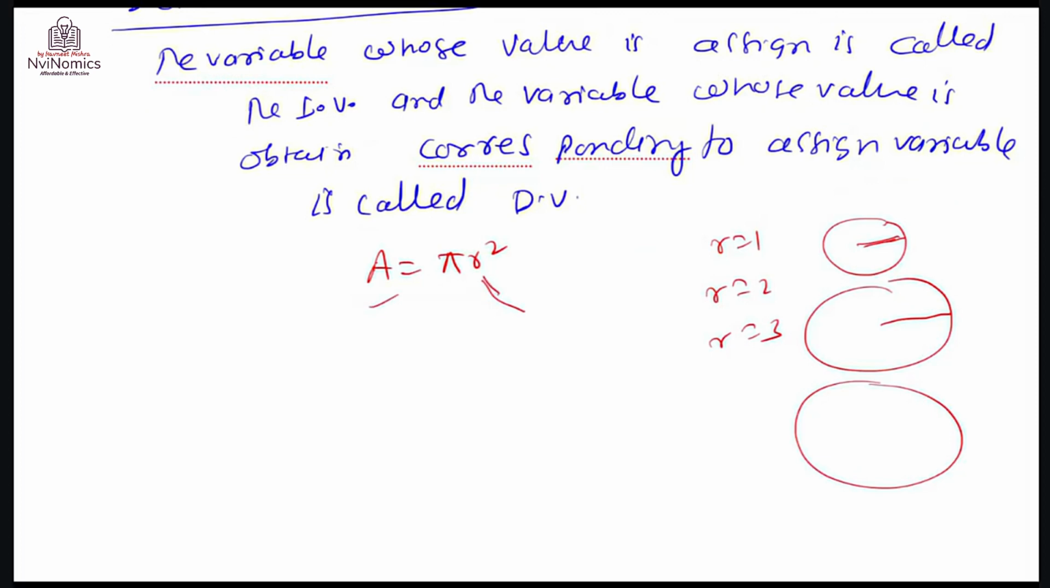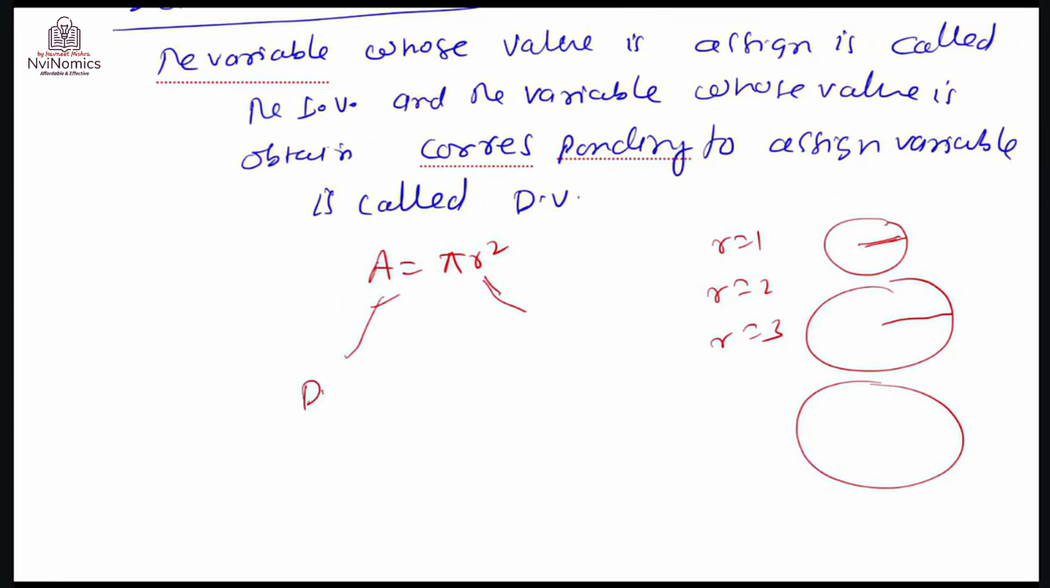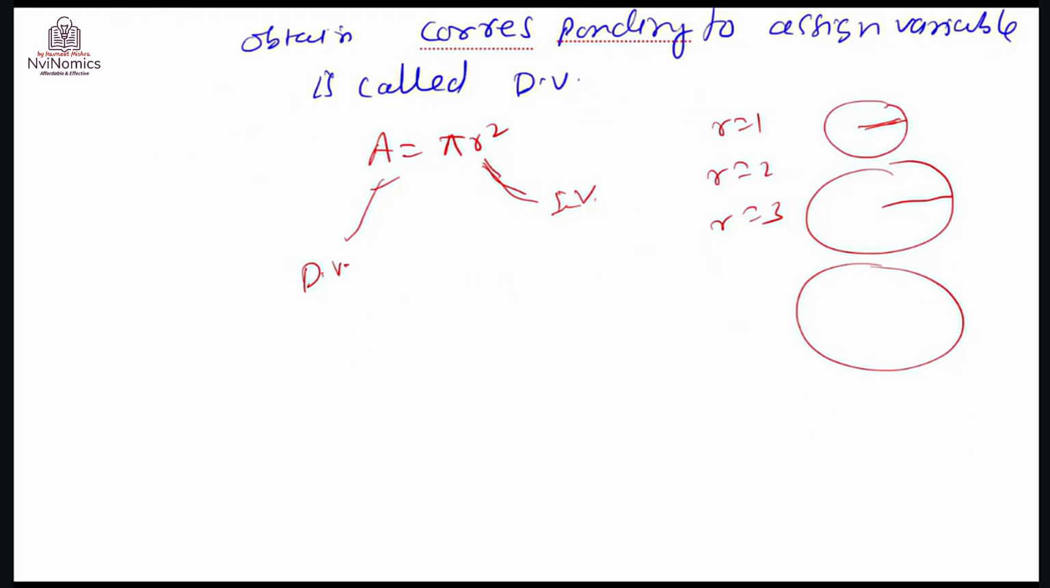That's why I wrote that the variable whose value is assigned is called the independent variable. Here we are going to assign the value of what? We are not going to assign the value of area. We are going to assign the value of radius. So radius is the independent variable here. And the variable whose value is obtained corresponding to the assigned variable is called the dependent variable. This means area is the dependent variable and radius is the independent variable. Understood? We have lots of examples you can take. This is a simple example so you can understand the concept of dependent and independent variables.